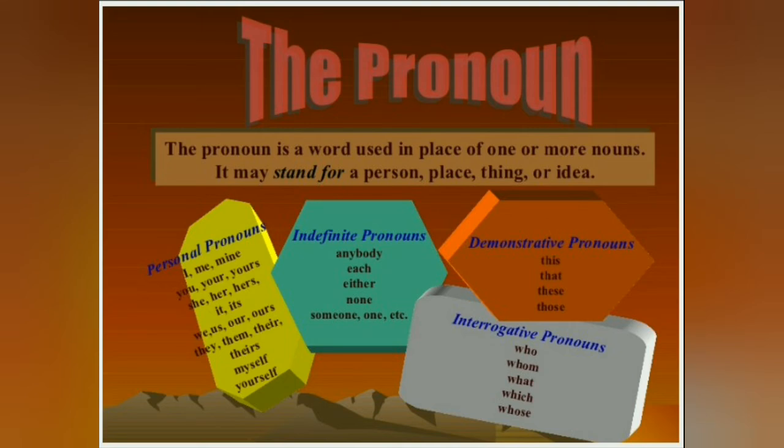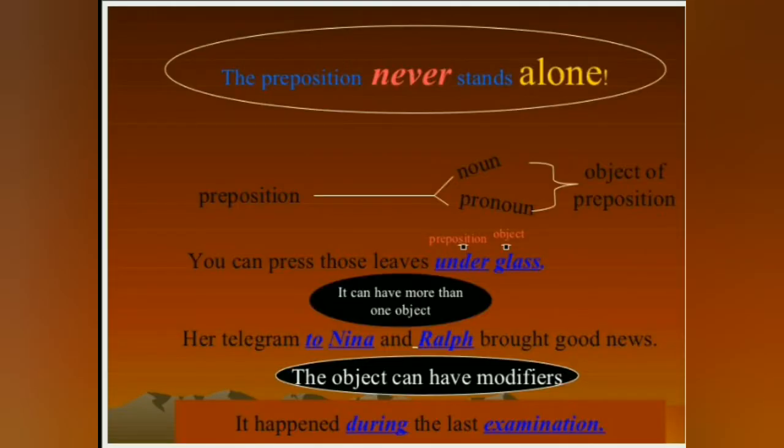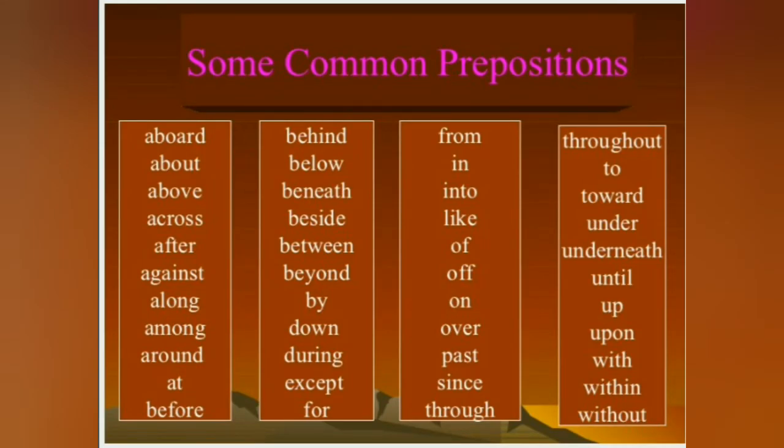Next one, indefinite pronouns: anybody, each, either, none, someone, one and so on. These are the examples for indefinite pronouns. And next one, demonstrative pronouns: this, that, these, those. And next one, interrogative pronouns: who, whom, what, which, whose. These are the examples for interrogative pronouns.